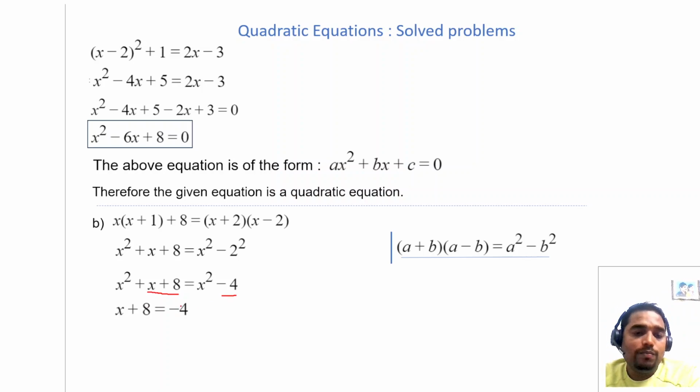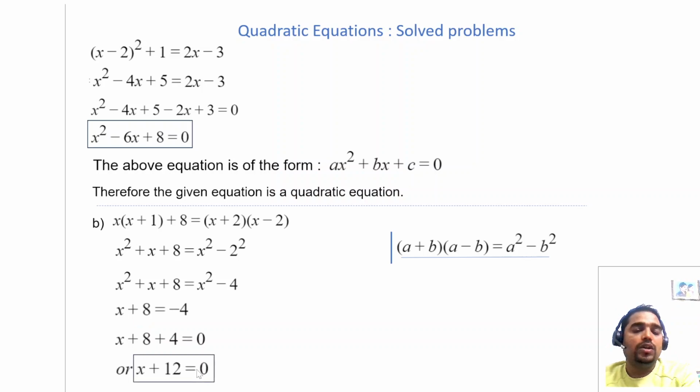So in order to simplify this further, we can transpose this minus 4 to LHS, that is it would become x plus 8 as it is, plus minus 4 would become plus 4 upon transpose. So x plus 8 plus 4. We see that 4 and 8 are like terms, that is they are numbers. So if you add this, then it would become x plus 12 is equal to 0. How did we get this 12? 8 plus 4 is equal to 12. So this is the final equation. But here we see that there is no x square term in the equation. There are only two terms, that is x plus 12 is equal to 0.